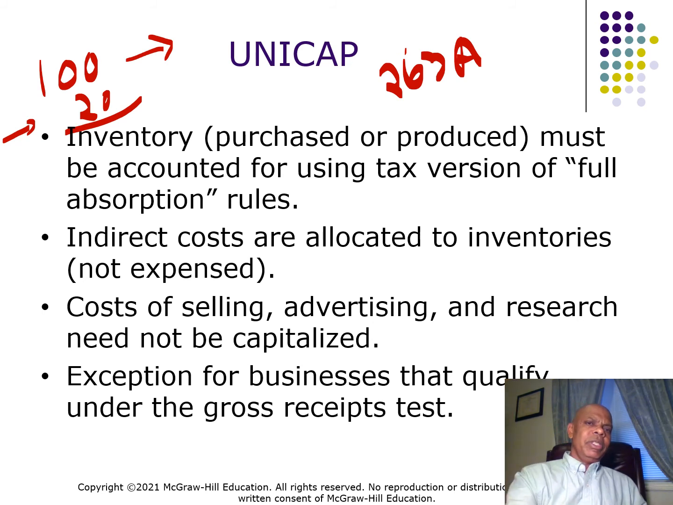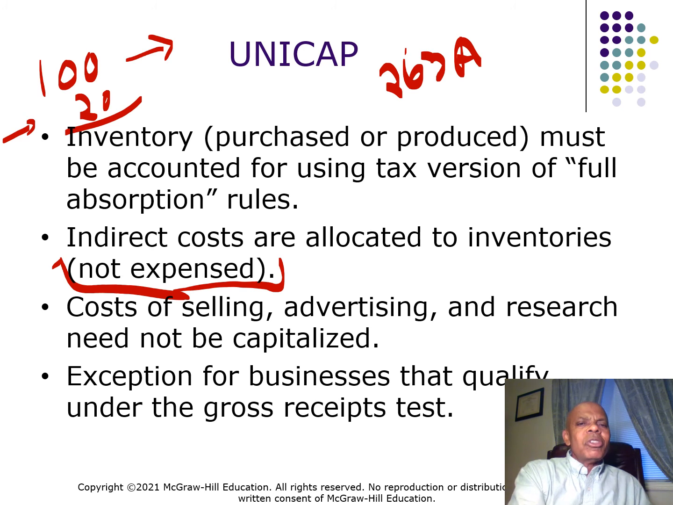Keep that in mind. Okay, what it says: inventory must be accounted for using the tax version of full absorption rules. Now again, not just accounting, I think cost accounting talks about these full absorption rules. You're going to absorb certain indirect costs into inventory, right? Indirect costs are allocated to inventory, not expensed. Expense means you write off everything in the current year, and nothing is allocated to inventory, as I said before. But the costs of selling, advertising, and research need not be capitalized.